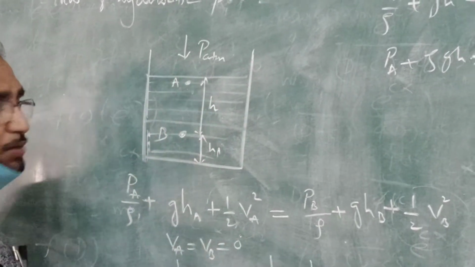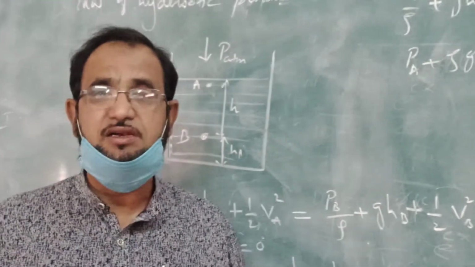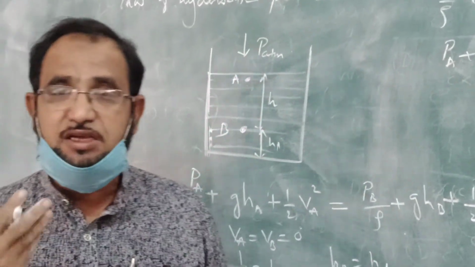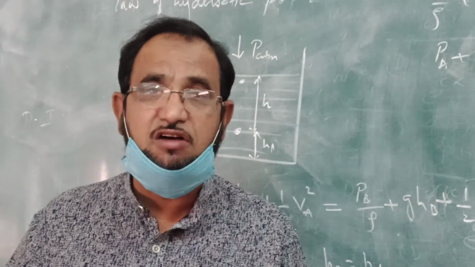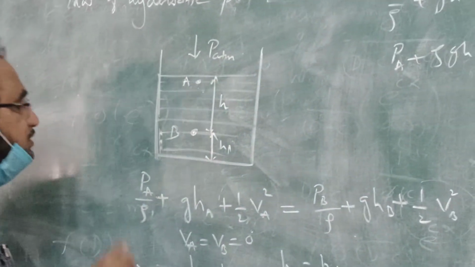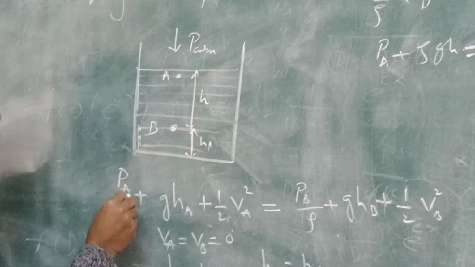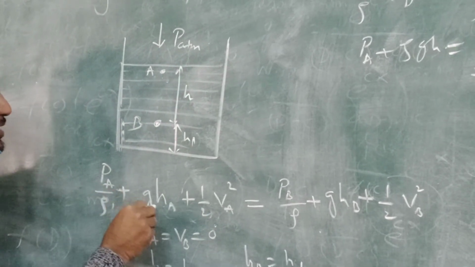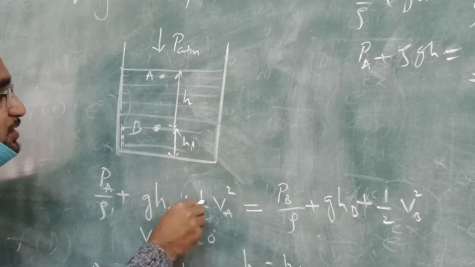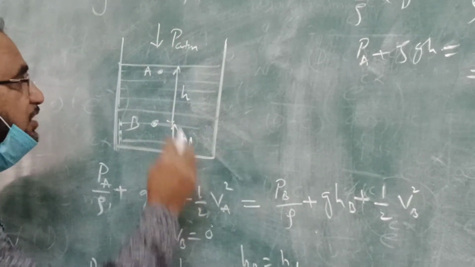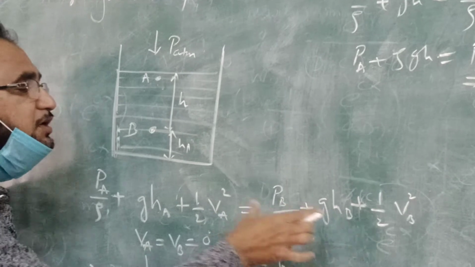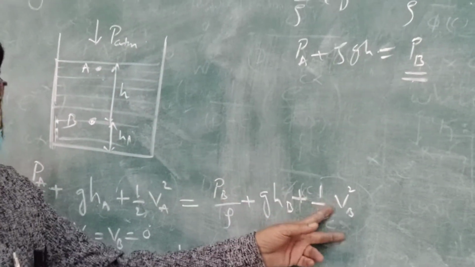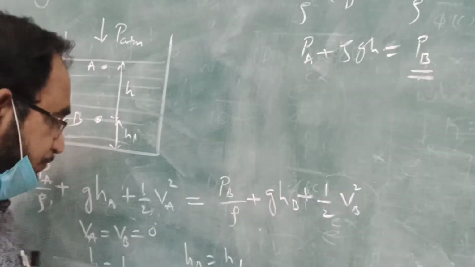So I will apply here Bernoulli's principle, that the total energy of the molecule A should be equal to the total energy of the molecule B. That is, for molecule A I will write Pa upon rho plus gh, that is the pressure energy, potential energy, plus half Va square, kinetic energy, for the molecule A, should be equal to the pressure energy, potential energy and kinetic energy of the molecule B.